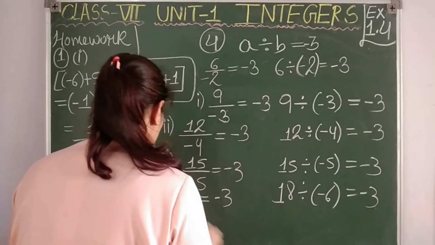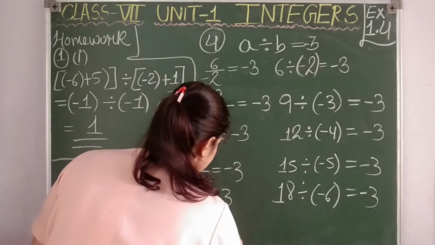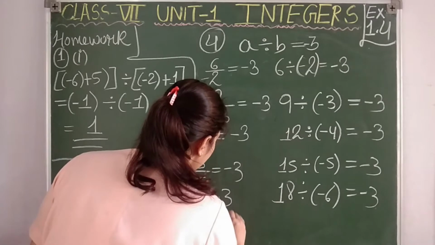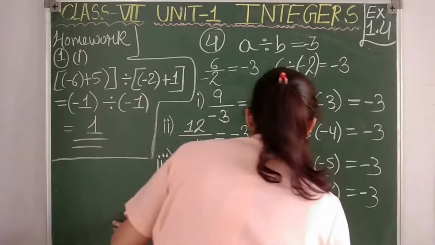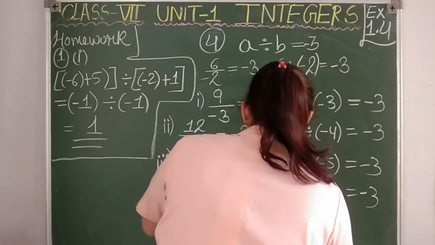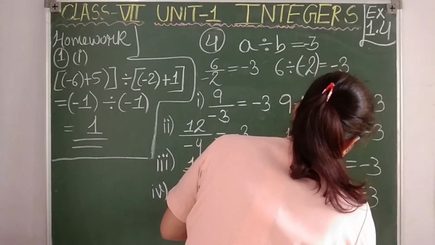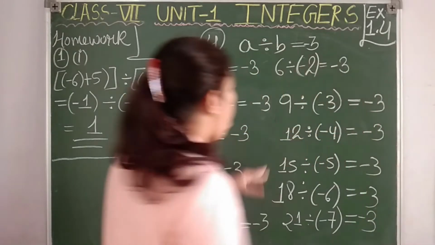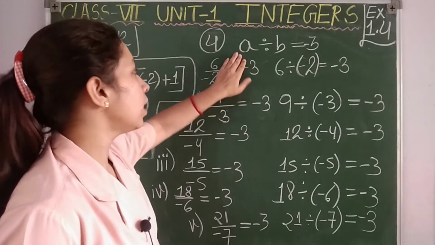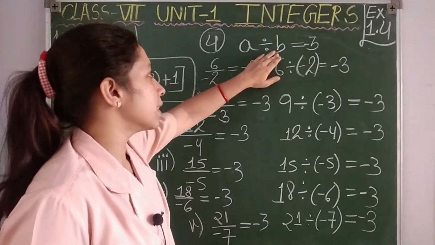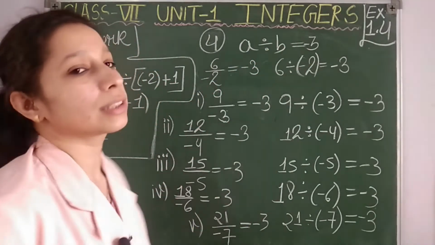Last pair, students, fifth pair. Minus 7. So 21 on division with minus 7 will give us minus 3. That's why our fifth pair is 21 divided by minus 7 and our result will be minus 3. So our 5 pairs are ready, students, which satisfy this condition: the first integer on division with the second integer gives the quotient as minus 3. I hope the solution is clear to you.